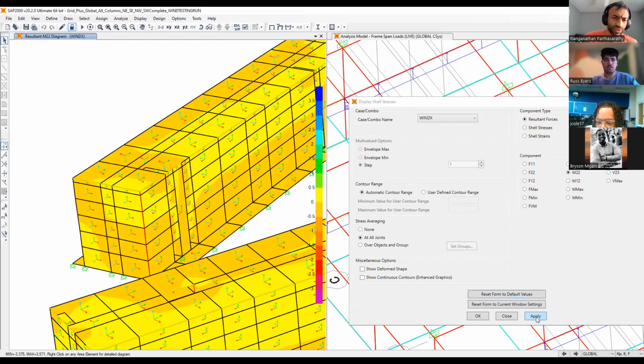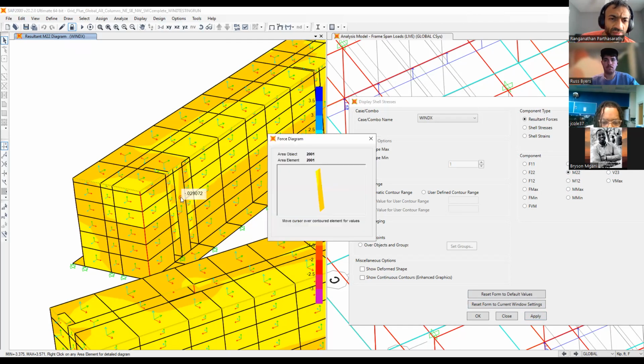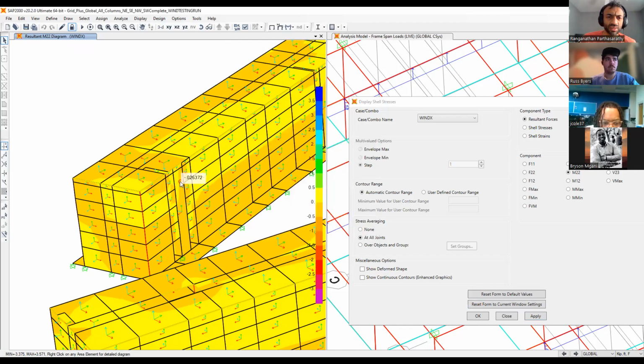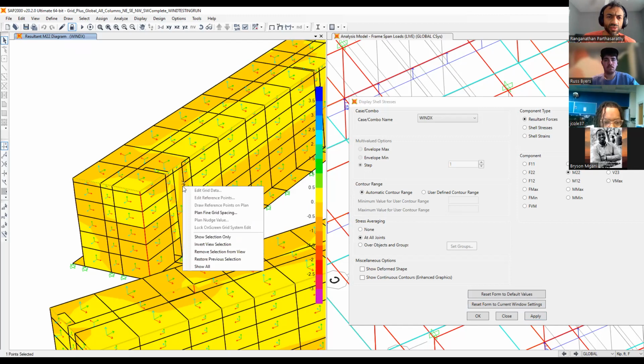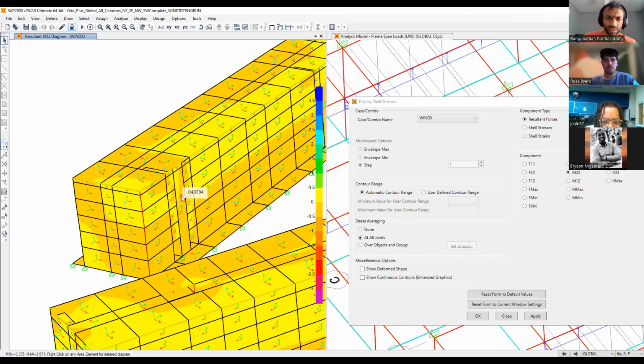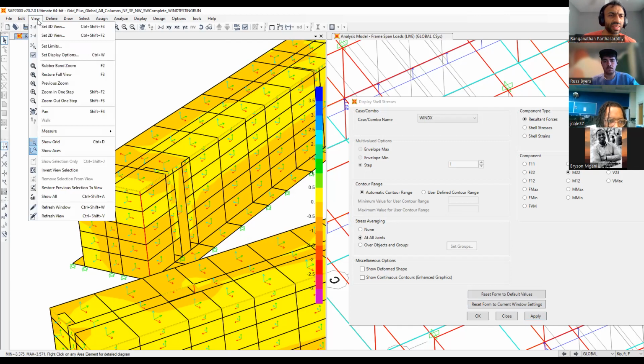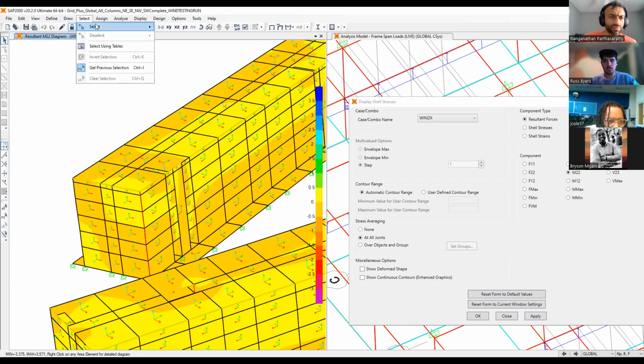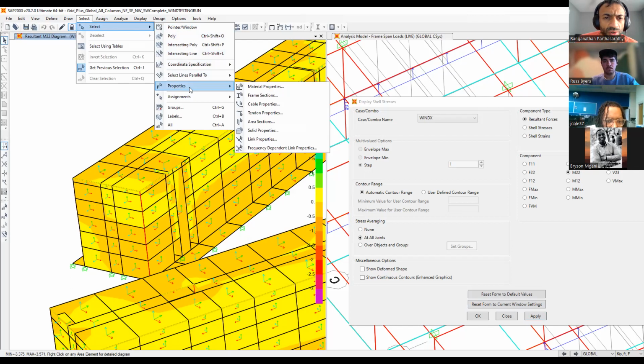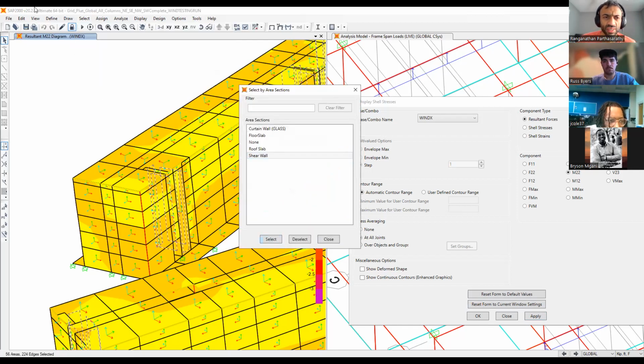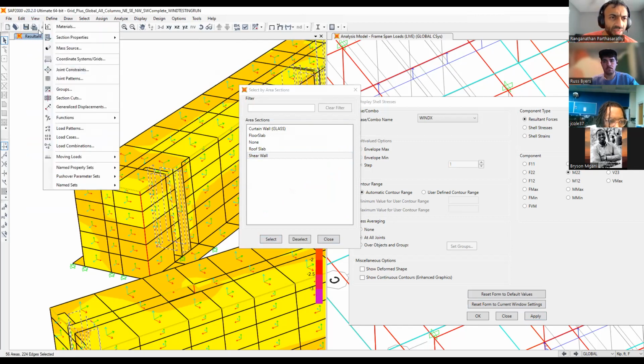Where is the shear wall? It's right here. Oh, is it 2001? I hope it's not hidden inside the curtain wall. Oh, maybe you're right. You can do visibility and only shear wall. Yeah, select properties, area section, shear wall, select, and now view selection only.